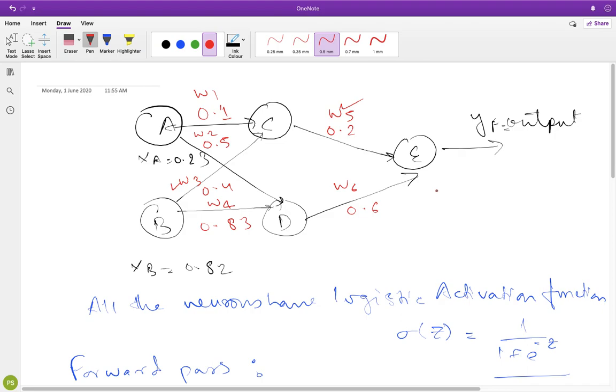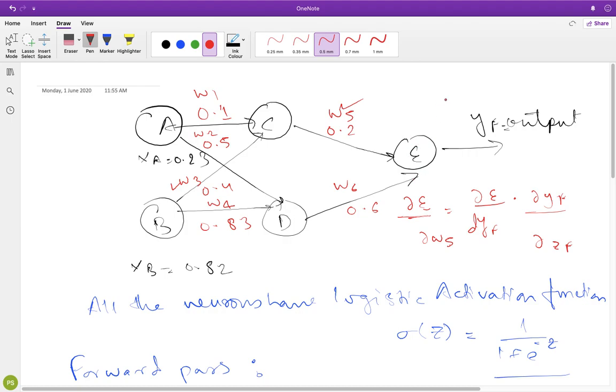Let's rewrite what we need to calculate. We need to calculate dE by dW5, the derivative of the error with respect to the weight W5. That equals dE by dYF, the output of the final neuron, times dYF divided by dZF. So what is Z?